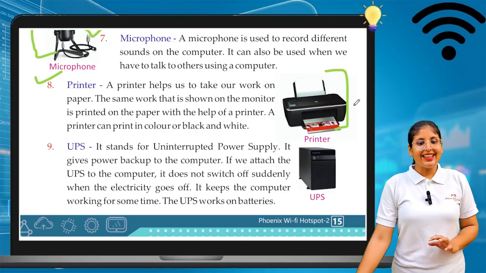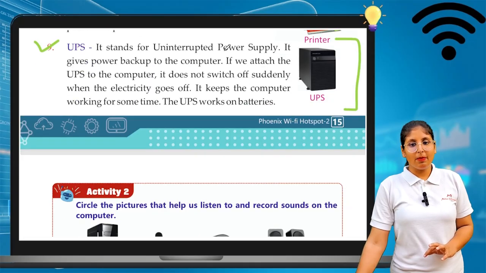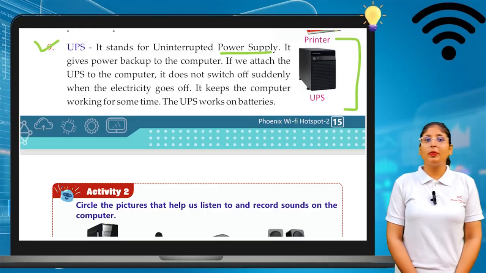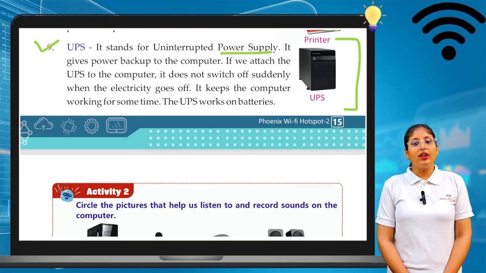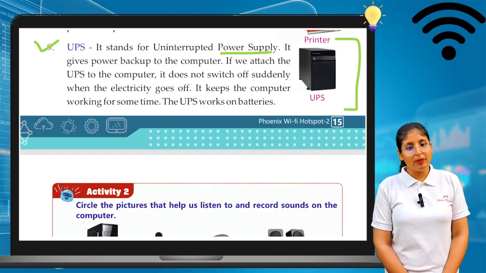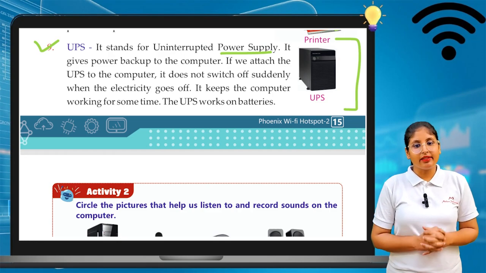Next is the UPS. UPS is just like this. It stands for uninterrupted power supply. So the full form of UPS is uninterrupted power supply. It gives power backup to the computer. If we attach the UPS to the computer, it does not switch off suddenly when the electricity goes off.